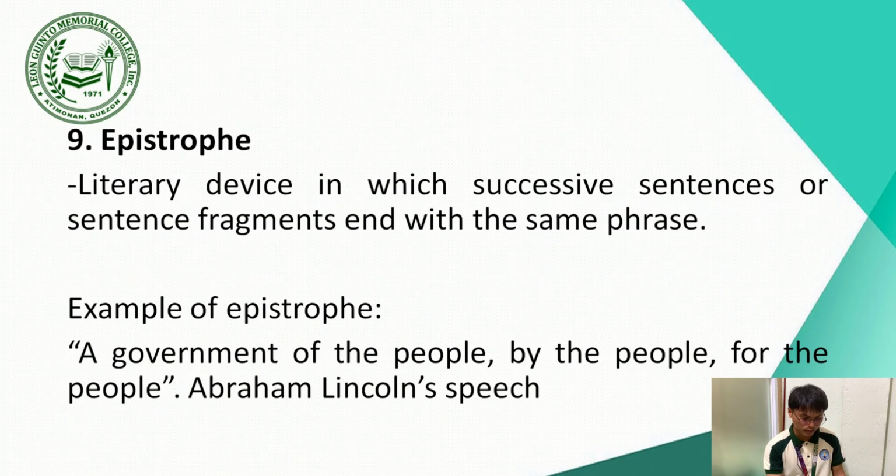Okay, understood? Now, the next poetry device is the epistrophe. Unlike anaphora, epistrophe is a literary device in which successive sentences or sentence fragments end with the same phrase. Our ears naturally attune to the landing point of any given word grouping, and so writers and speakers can use this tool to draw particular attention to a word or idea.